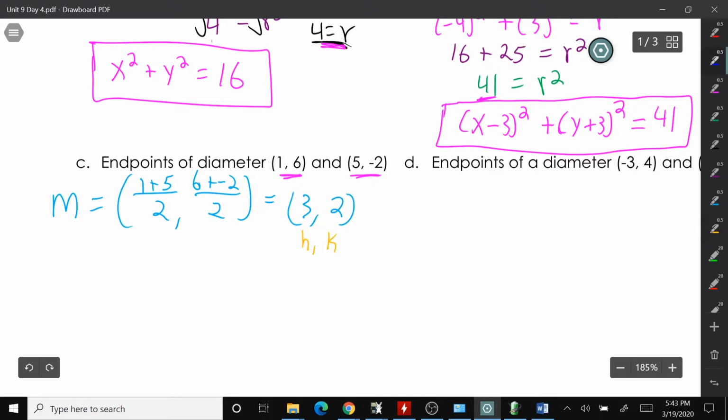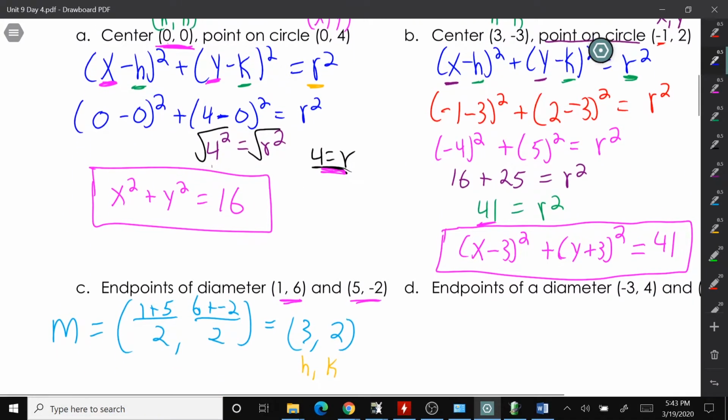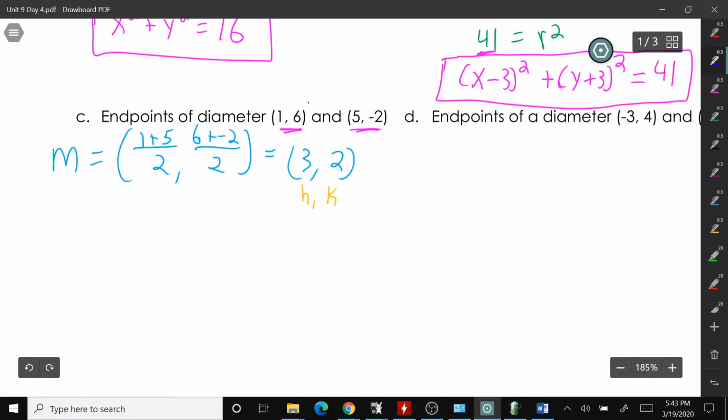Well, now this is kind of like the problems from up here, where we have the center and we have a point. Well, which point do you use? It doesn't matter which one. I like to use the points that are both positive numbers. It makes things easier. So x, there's your x comma y.